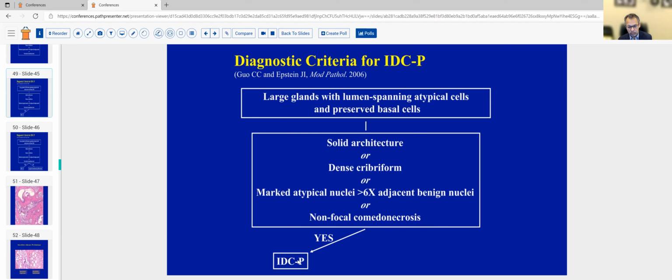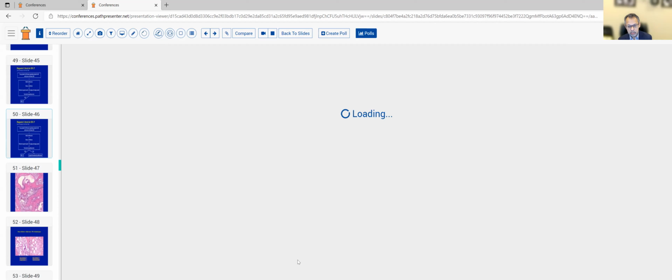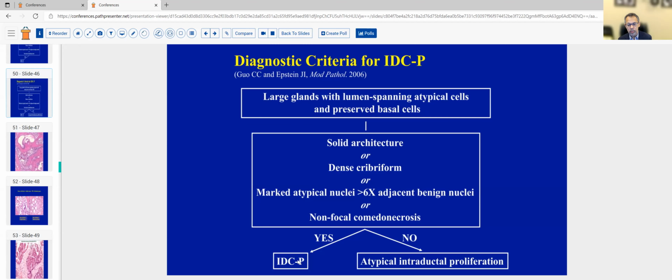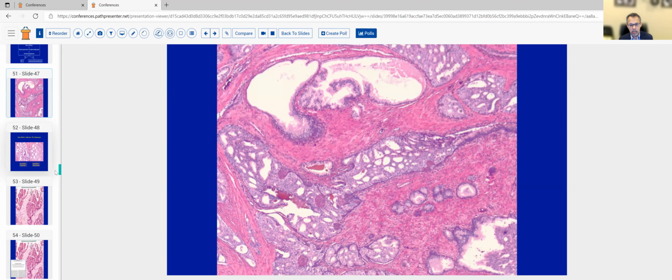But a lesion which lacks these definitional features but still is morphologically worse than high-grade PIN is referred to as an atypical intraductal proliferation, or atypical intraductal proliferation suspicious for intraductal carcinoma. And I will talk more about that as well. So let us talk about those 4 major features.